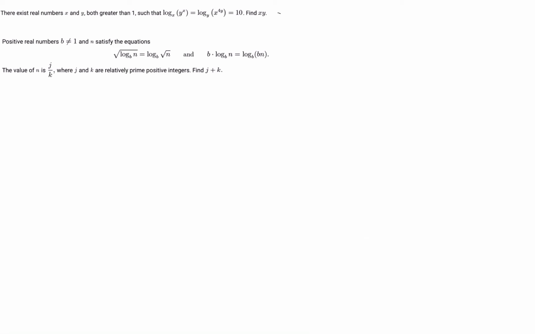Positive real numbers b, not equal to 1, and n satisfy these equations. The value of n is j over k, where j and k are relatively prime positive integers. Find j plus k. Okay, so let's just define a variable because we don't like working with these logs. Let's just say log_b of n is x. Remember, x is the exponent, so b to the power of x is equal to n. Okay, let's substitute this in. Root of x is log_b root of n, and b times x is equal to log_b of bn.